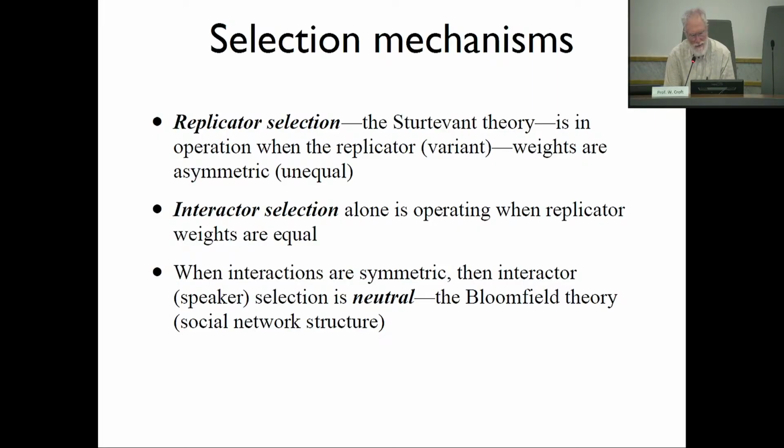And so when you're comparing theories, there has to be some kind of common denominator. Everybody believes it's a social factor, and the question is, what kind of social factor and how does it operate in the actual process? The other kind of selection we call interactor selection. In order to look at interactor selection, the best thing to do at first is to make the replicator weights equal or symmetric, so we know it's not that causing the phenomenon. And when these interactions are symmetric, then that interactor speaker selection is neutral.